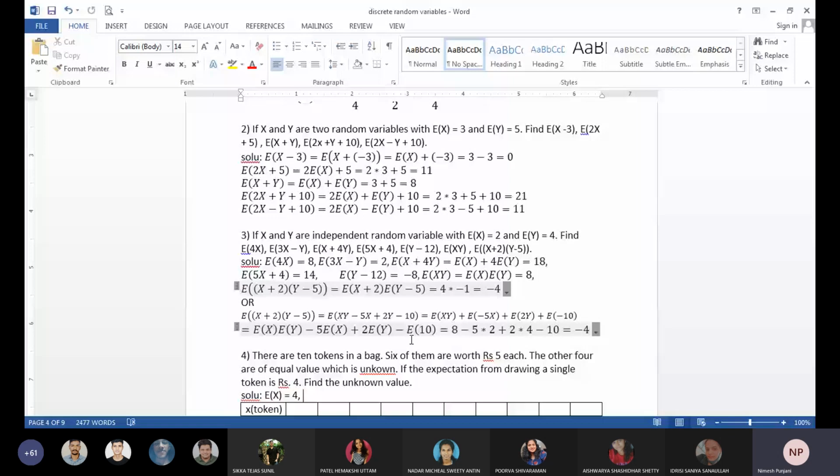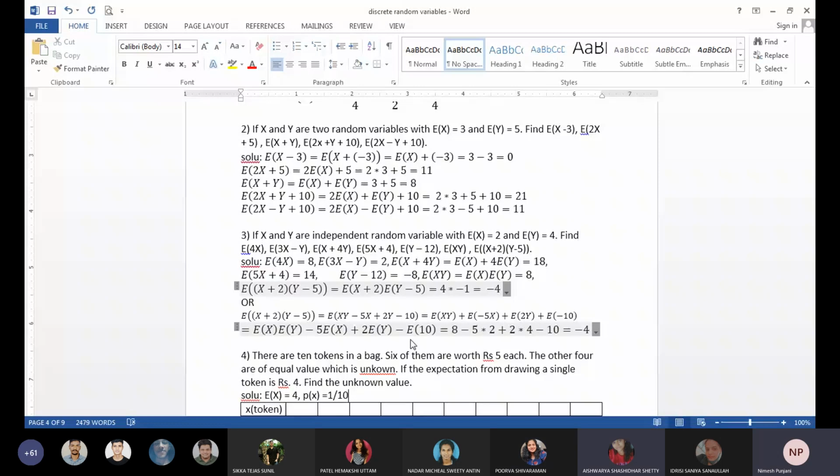और यहाँ पे जो p of x है, p of x is 1/10, because what is the expectation from? Drawing a single coin. So what is your experiment? The experiment is of drawing a single token. So single coin draw करना है from 10 coins. तो उसका probability will be 1/10. Is it fine? Yes, sir.